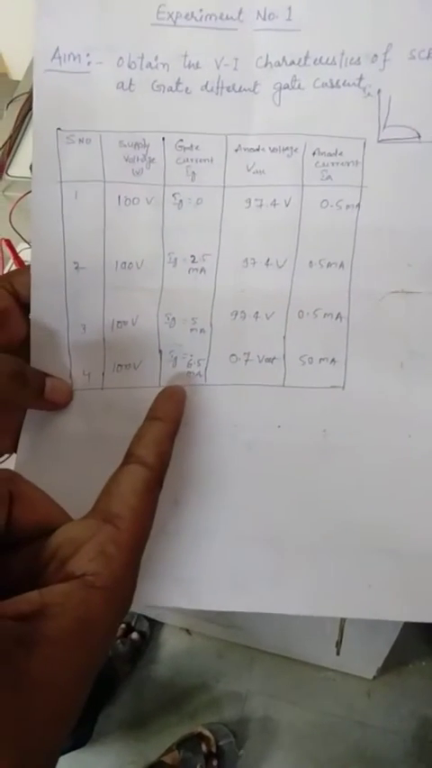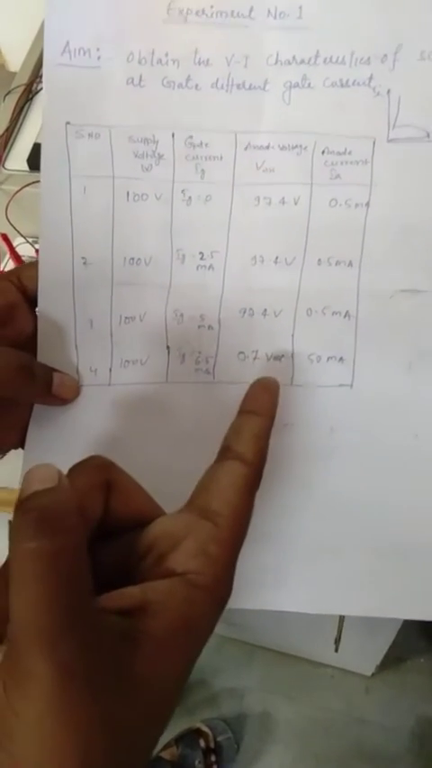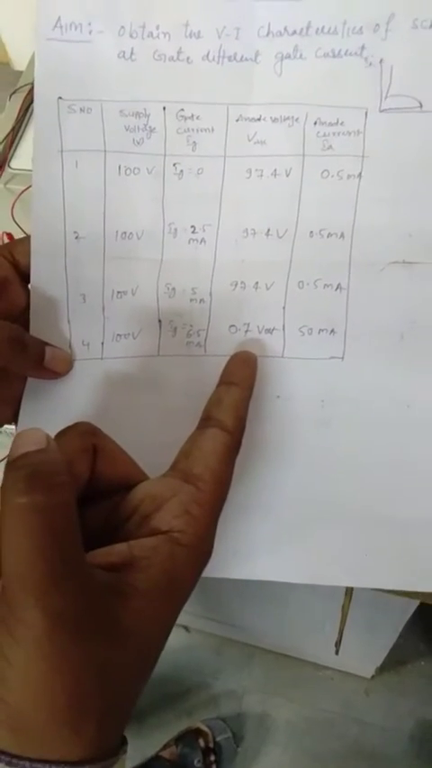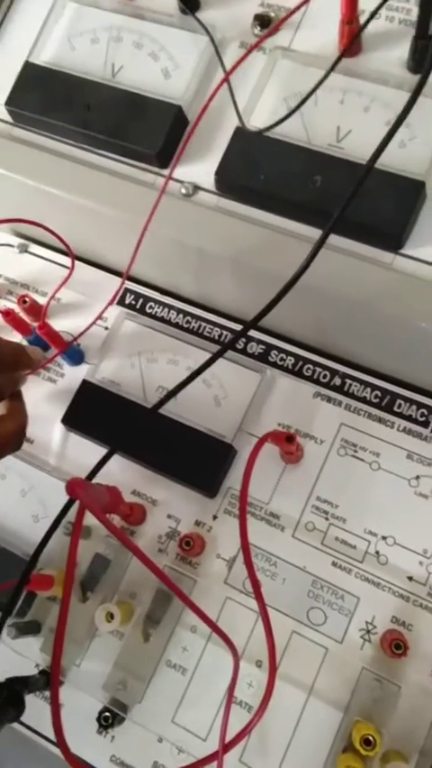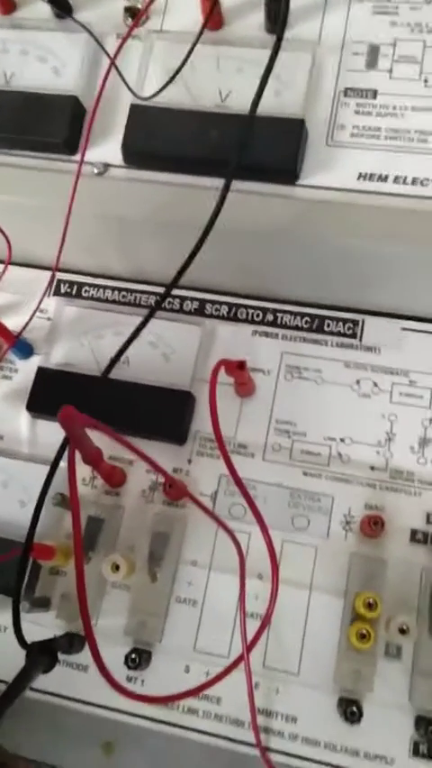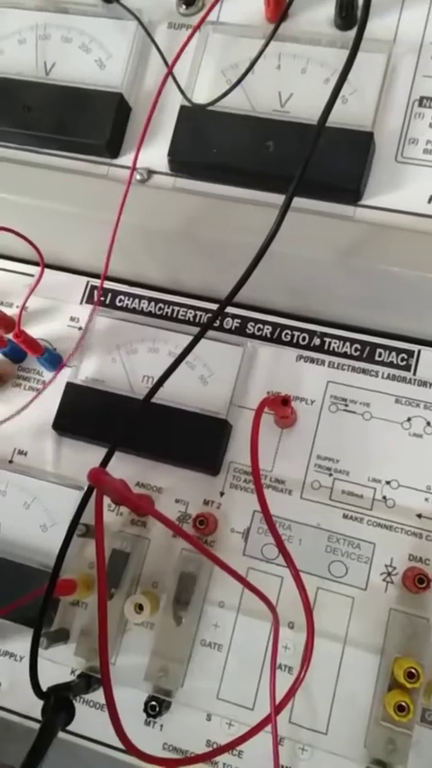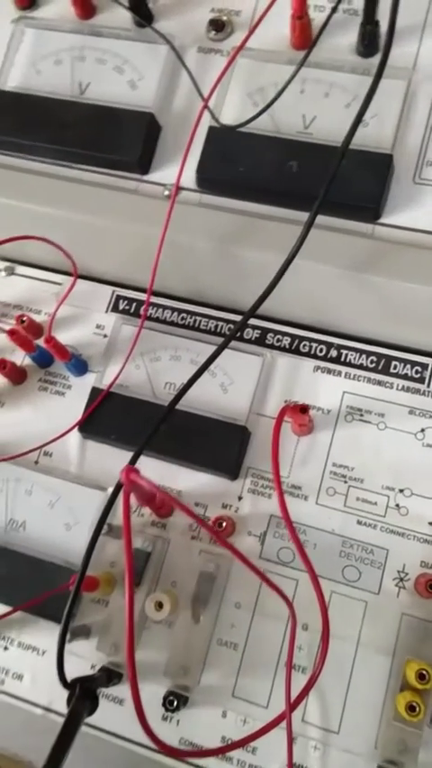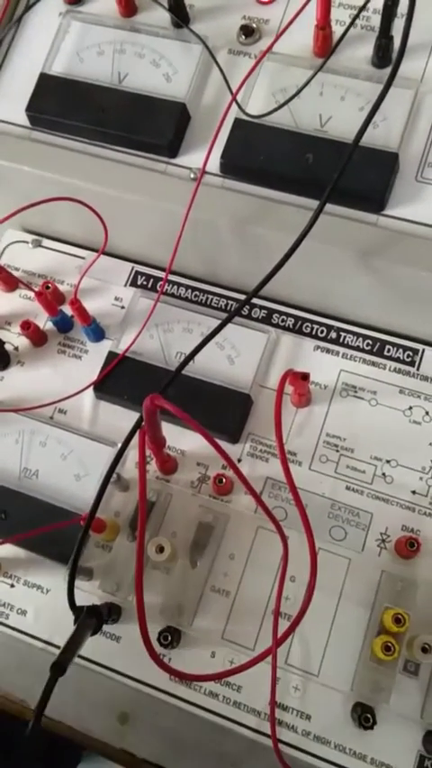Okay, now at this point the SCR goes into conduction mode. See the table, we have kept the gate current 6.5 milliampere and the anode voltage is 0.7 volt, and anode current is 50 milliampere. You can see here the value of anode current is 50 milliampere shown in this meter. That means the SCR is now in on condition.